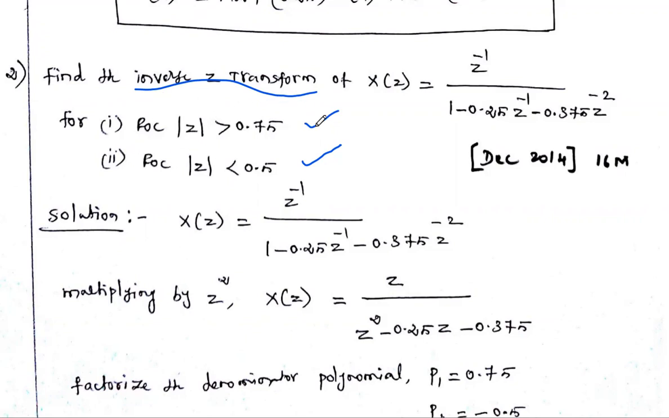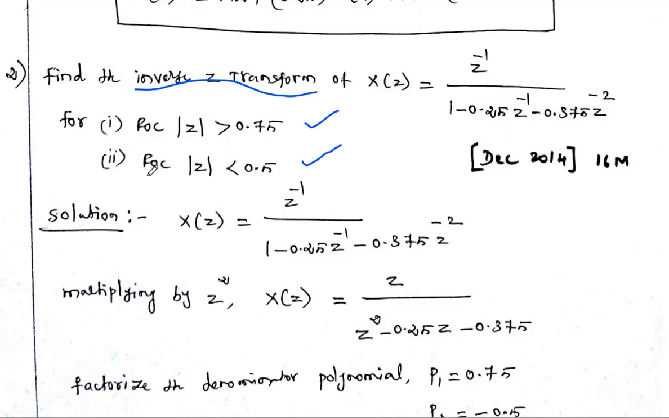So according to the first condition, the answer x of n will be a causal sequence. Causal sequence means the signal has value in positive time, that is, the signal is multiplied with u of n.